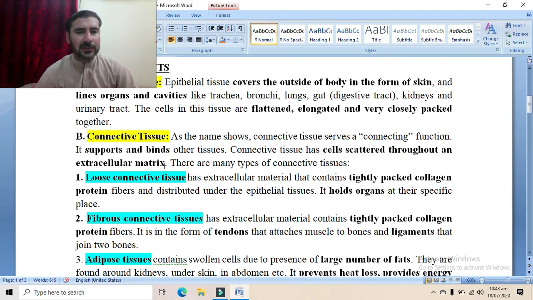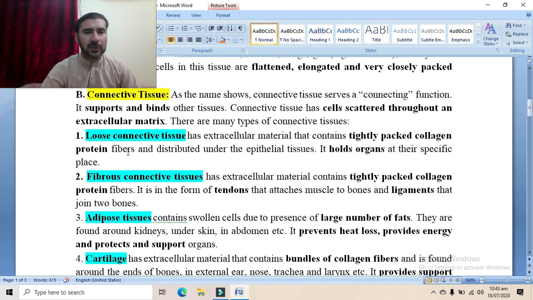So the cells are basically embedded or fixed inside a matrix which contains fluid as well as various types of proteins. We will study those in detail. Collagen proteins are found there. There are many types of connective tissues. We study them one by one.